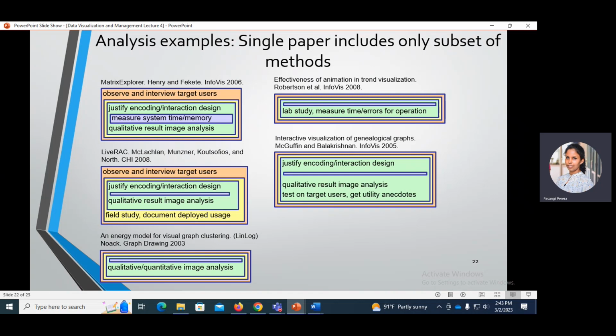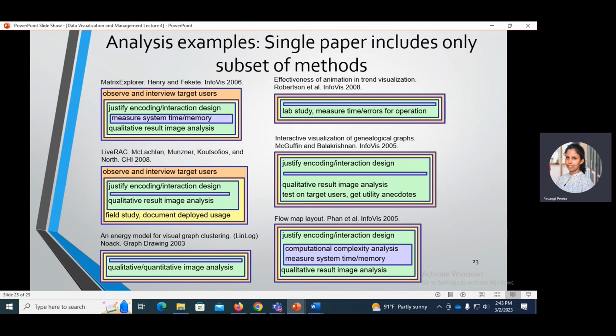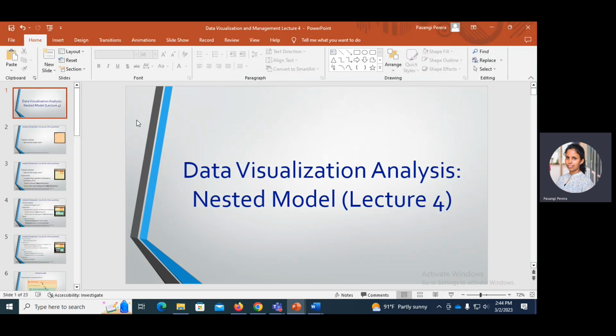And finally, we have the flow map layout, which was published in 2005, which includes justifying the encoding or interaction design, and computational complexity analysis, measuring system time or system memory. And finally, we have the qualitative results, image analysis as well. So that's all about the data visualization analysis nested model.